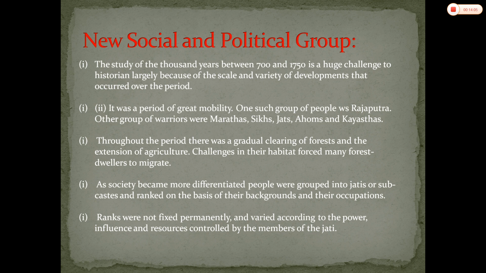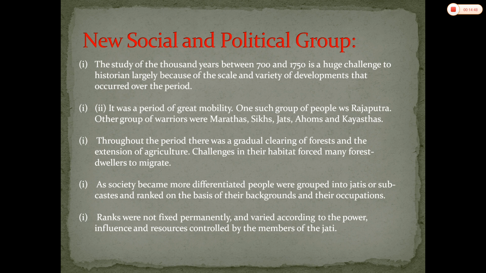So, the study of the thousand years between 700 and 1750 is a huge challenge to historians, largely because of the scale and variety of development that occurred over the period. Why does the study of the medieval period become so challenging and difficult for historians? Because in this period of time, so many changes and developments have occurred, especially among the new social and political groups that have come to our country, and therefore the history became so difficult to study.